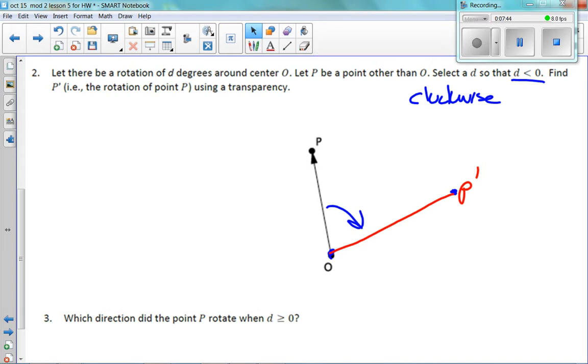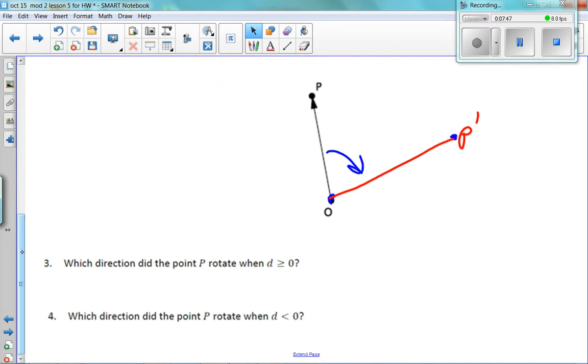So, to answer 3 and 4, which direction did point P rotate when d was greater than 0? You should know that it rotated in a counterclockwise direction.